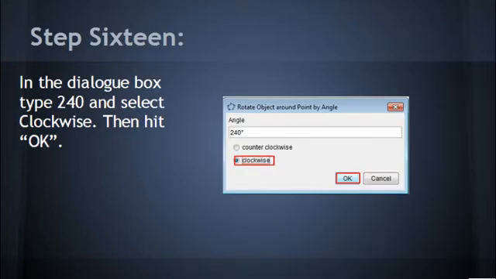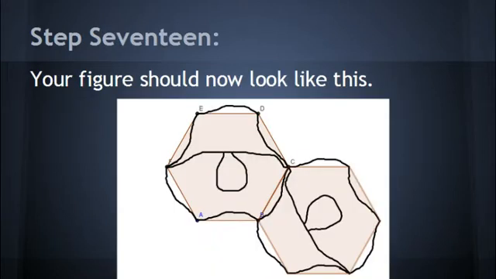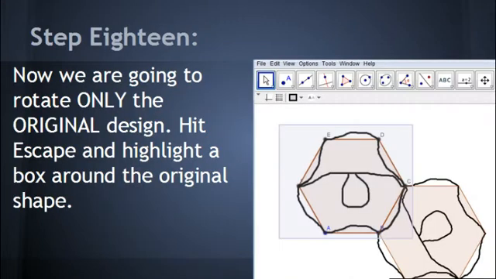And then a dialog box should come up in which you are going to put 240 degrees, select clockwise, and hit OK. So in step 17, your figure should now look like this. It should be completely rotated 240 degrees around point C and should be connected to the original figure.